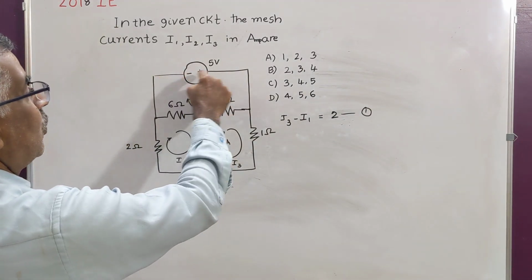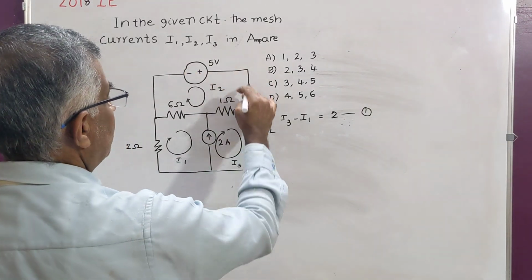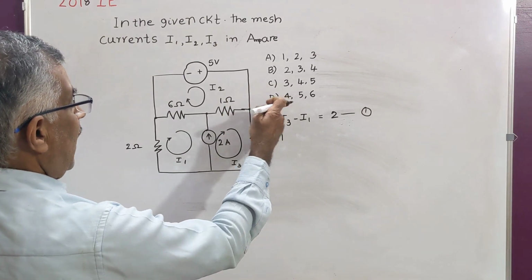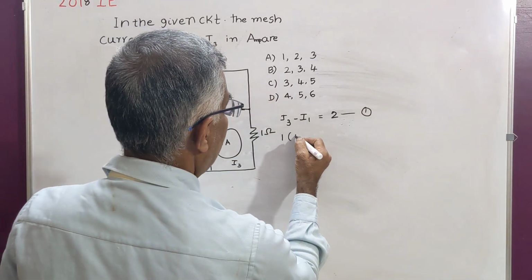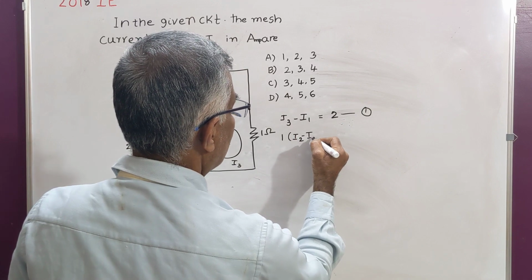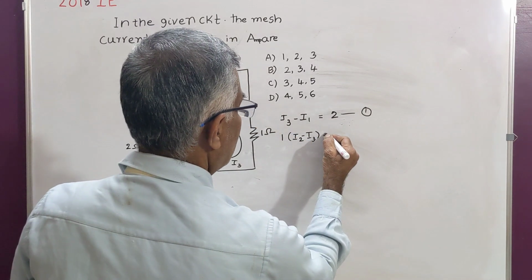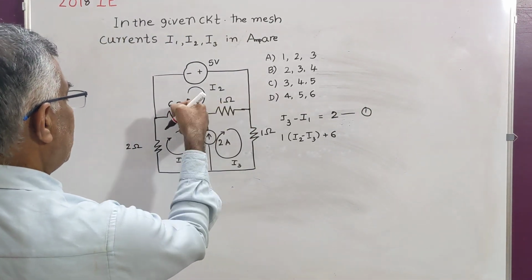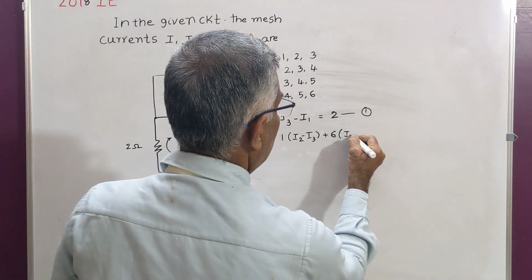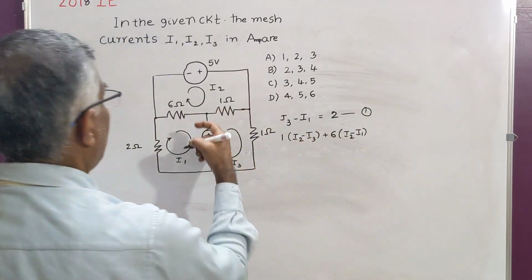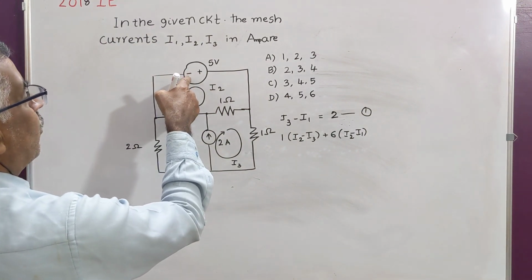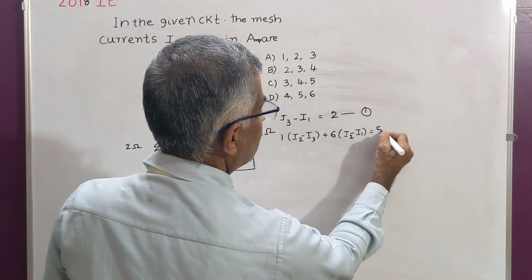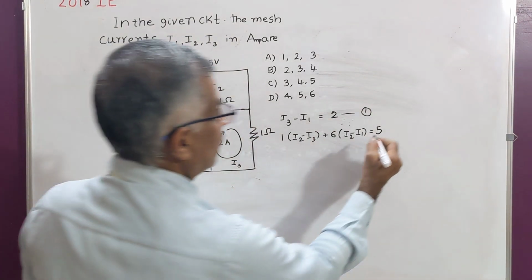Now I will apply KVL to this path. If you apply KVL to this path, 1 into (I2 minus I3), plus 6 into (I2 minus I1). Next, negative, from negative to positive, minus 5 volts. If it is taken to the other side, it will be 5 volts. This is the second equation.